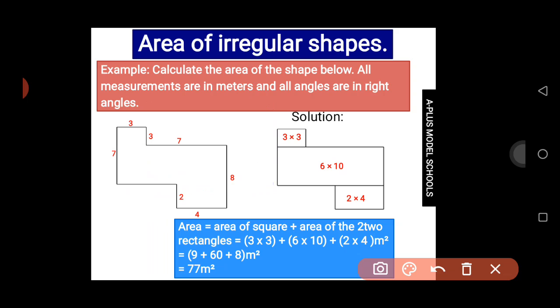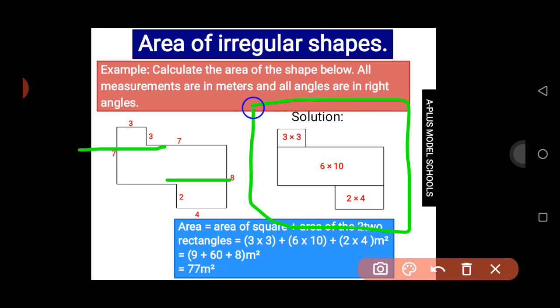So here, I divided the shape like this. I cut it here, 1, and I cut it here, 2. And this is the diagram. You can see it here. So if I divide this like this, now this is my shape A. The length is 3 here, 3 here. So that is 3 by 3, which is a square.